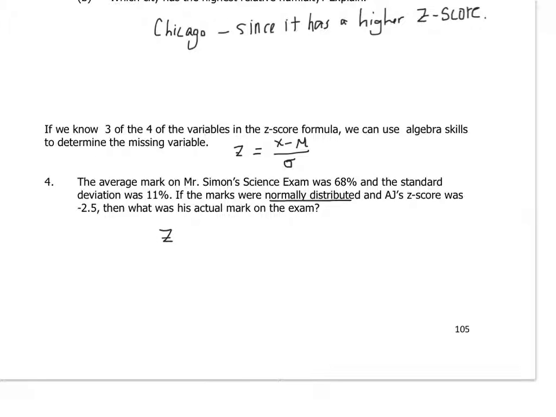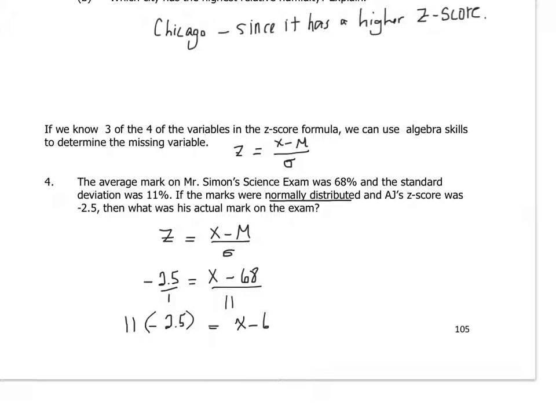So if we look at the formula and fill in what we know, okay, we know that his z-score is negative 2.5. We don't know his actual mark on the exam, but we do know the mean was 68 and we do know the standard deviation was 11. So we can either multiply both sides by 11 to get rid of the fraction, or we can cross multiply by putting this over 1, and we'll get negative 2.5 times 11 equals x minus 68.